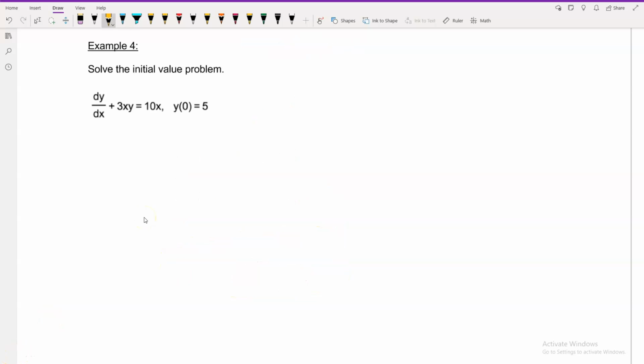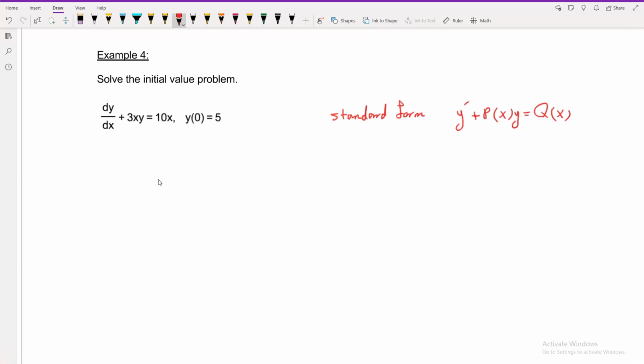Solve the initial value problem. dy over dx plus 3 times x times y equal to 10 times x. y of 0 is equal to 5. So what is given on this part, this is in standard form. So this is in the form of y prime plus p of x times y equal to q of x. The coefficient of y here in this case is 3x, and that is p of x. So based on that, we can find v of x.